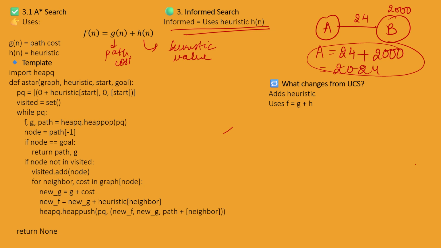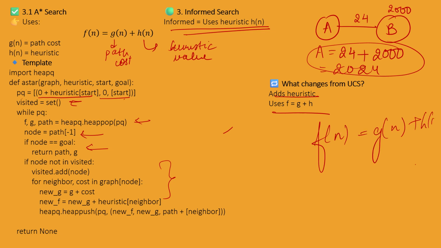Now import heapq, push 0 plus heuristic of start, 0, start, visited set, that is f, g, path. Now here also you have three arguments in PQ. If node is equal to goal, we'll return the path. If not, we'll visit it and push it into the heap queue. Same as always, it adds heuristic. f(n) is equal to g(n) plus h(n). It's mentioned here.